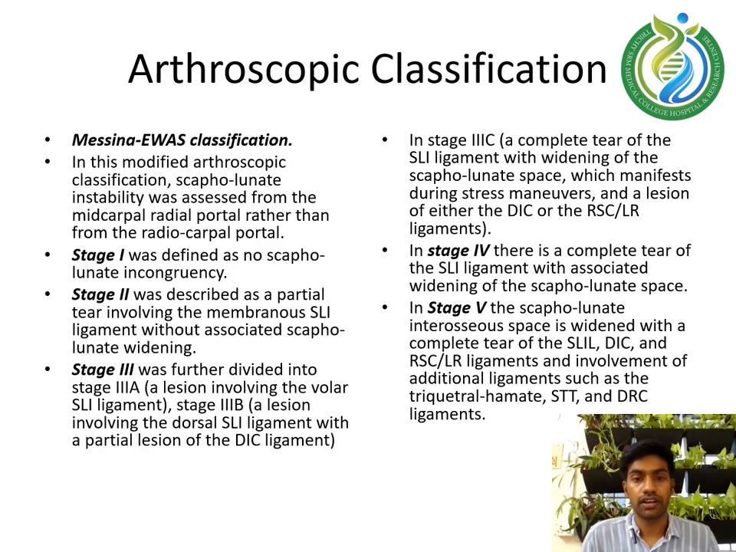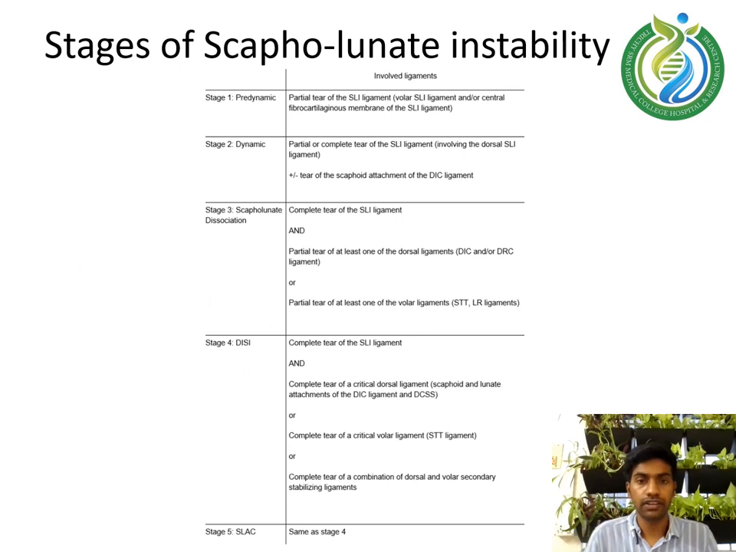Another arthroscopic classification is named the Messina classification. Here it is further divided into stage 1, stage 2, stage 3, stage 4 and stage 5, where stage 3 is subdivided into stage 3A, B and C. Stages of scapholunate instability: stage 1 is pre-dynamic, stage 2 is dynamic, stage 3 is scapholunate dissociation, stage 4 is DASI, stage 5 is SLAC.